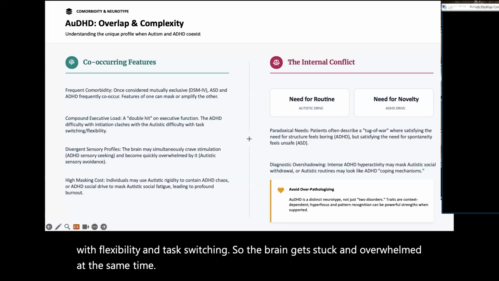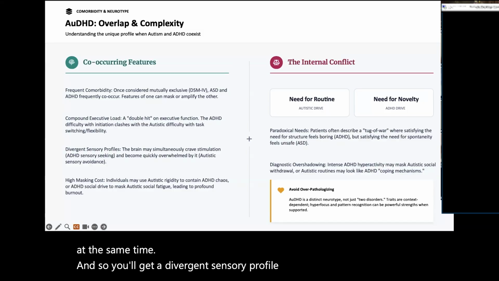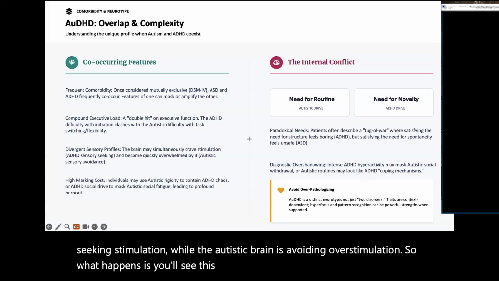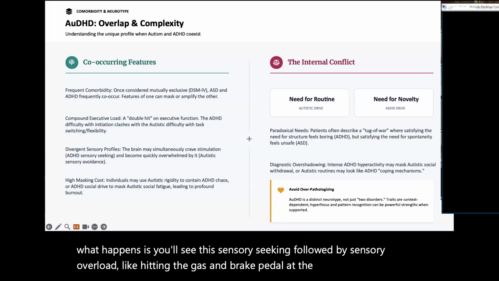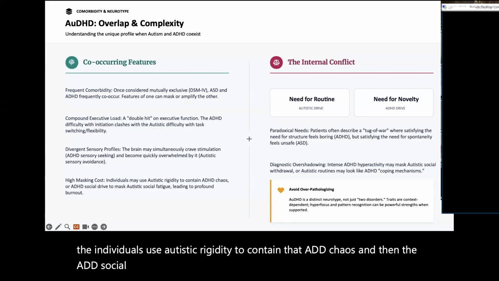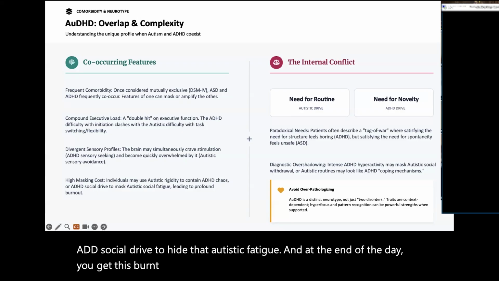And so you'll get a divergent sensory profile here. The ADHD brain is seeking stimulation while the autistic brain is avoiding overstimulation. So what happens is you'll see this sensory seeking followed by sensory overload, like hitting the gas and brake pedal at the same time. And then the individuals use autistic rigidity to contain that ADD chaos. And then the ADD social drive to hide that autistic fatigue. And at the end of the day, you get this burnt out kid.